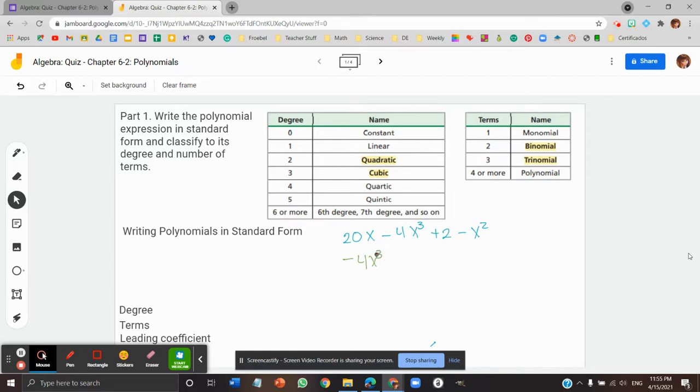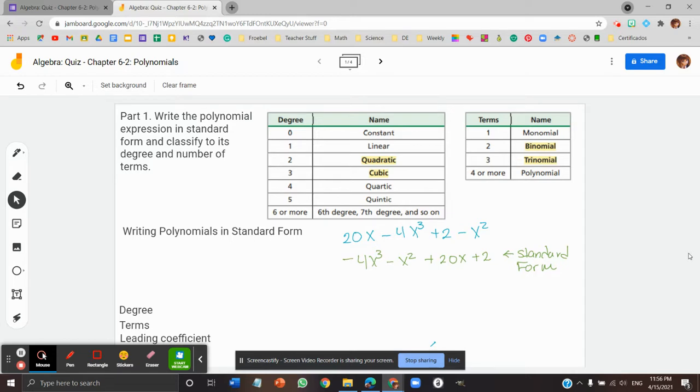Which one goes next? To the second: minus x to the second. Which one goes next? 20x, that is to the 1 power. Which one goes next? The constant. Now this is what we call the standard form. So this will be my standard form.